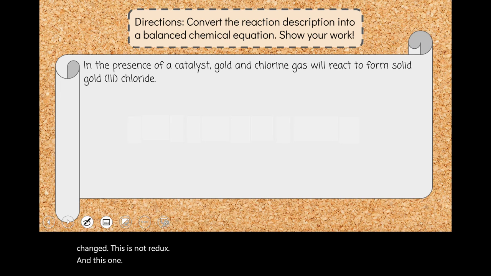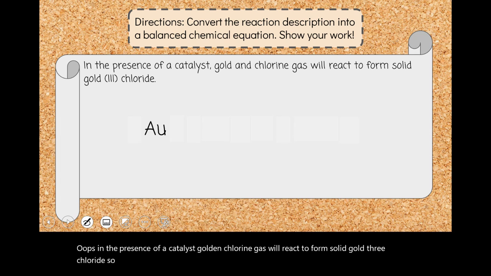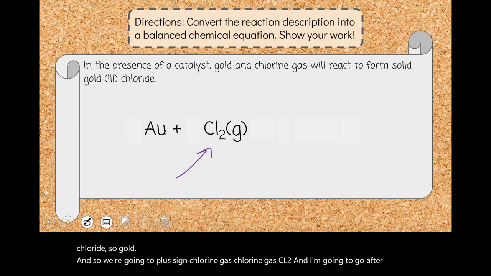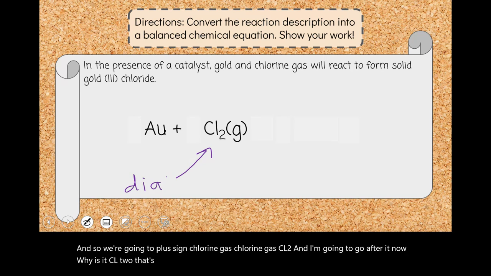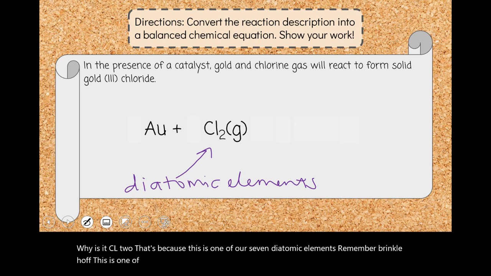In this one, in the presence of a catalyst, gold and chlorine gas will react to form solid gold 3-chloride. So gold, and so we're going to put a plus sign, chlorine gas. Okay, chlorine gas is Cl2, and I'm going to put a G after it. Now, why is it Cl2? That's because this is one of our 7 diatomic elements. Remember Brinkelhoff? This is one of those. So if you don't put the 2, this is not correct.